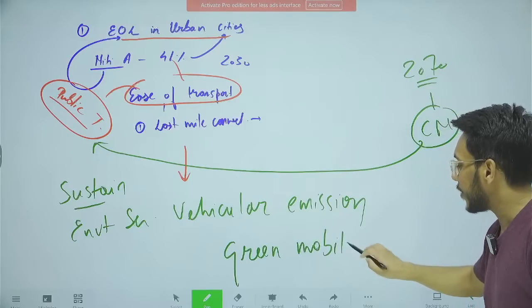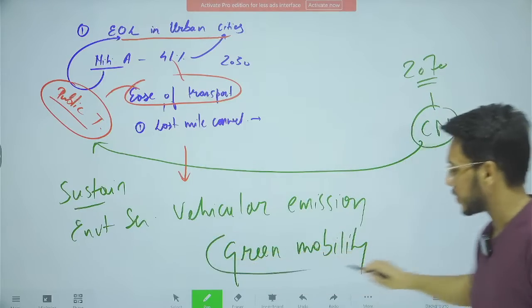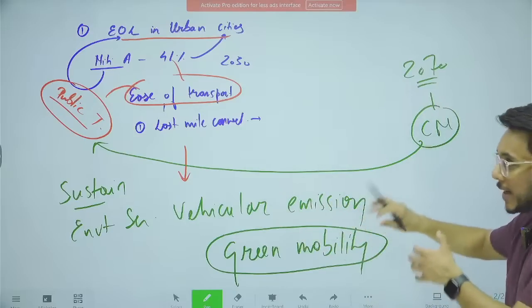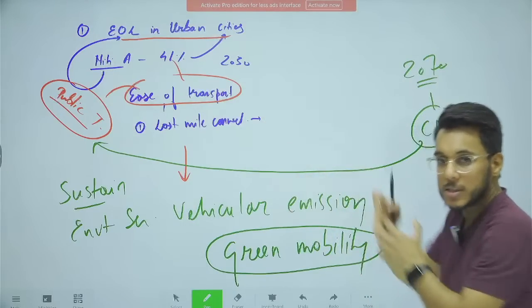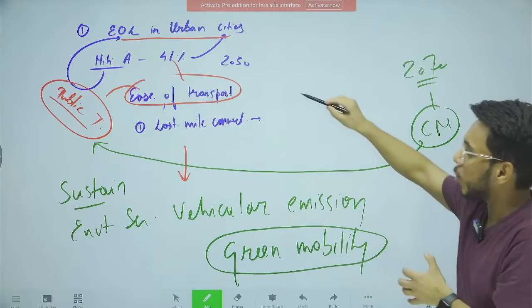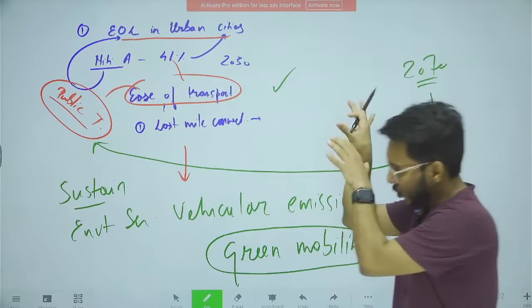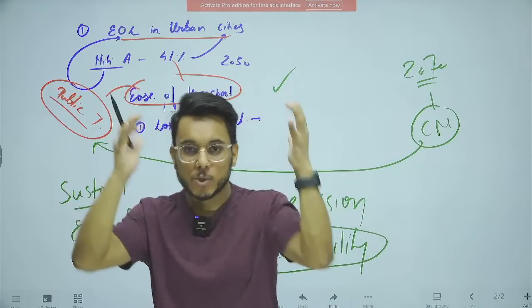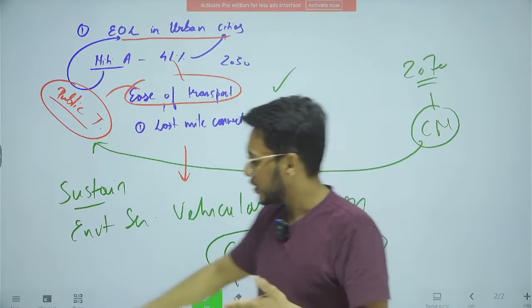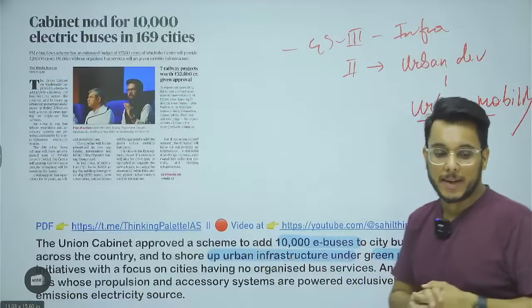So basically, the government is solving two problems. Number one, the government is bringing green mobility through this scheme, and it is also trying to improve the ease of transportation by this scheme. So this basic background needs to be in your mind first. And now let's approach the scheme that the government has come out with.